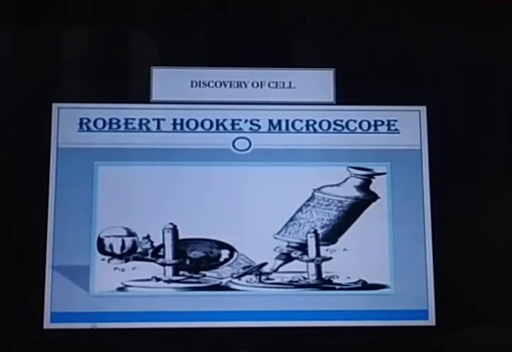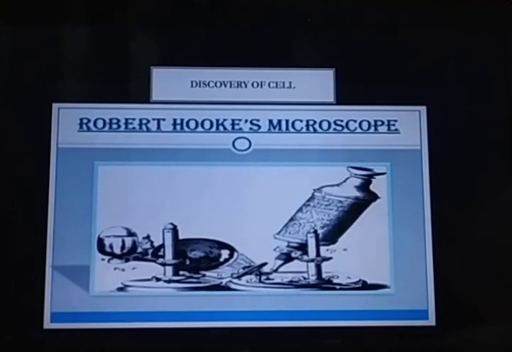The discovery of the cell was done by Robert Hooke, right? So you can see here the microscope of Robert Hooke. Now there is a very interesting story behind this. There was a king who wanted some research done on the microscopic world. So he gave this work to a very well-known scientist, Christopher Wren. Christopher Wren was very well known, but he didn't want to do this work. So he handed this work over to Robert Hooke.